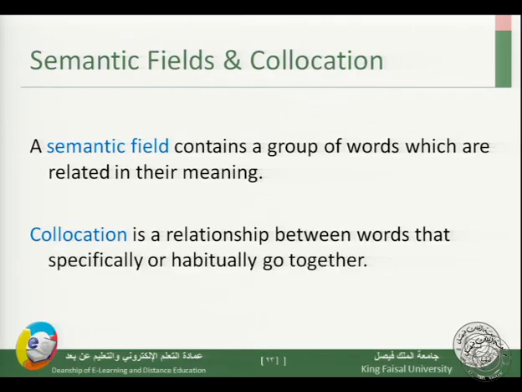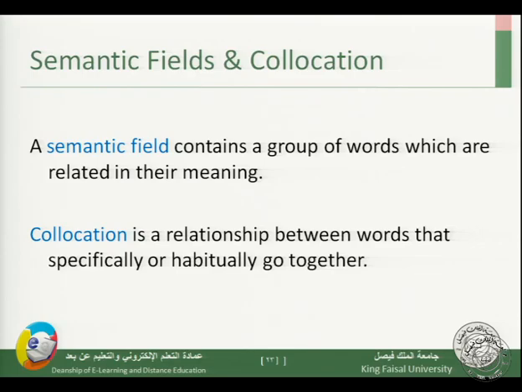So what is a semantic field? A semantic field is a group of words that are related in their meaning. So a semantic field contains this group of words that have an association of their meanings or their senses. Collocation, on the other hand, is a relationship between words that have a habit of coming together in a specific way, by means of habit or of usage of language speakers.